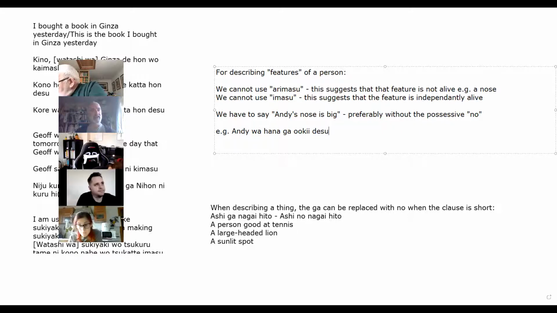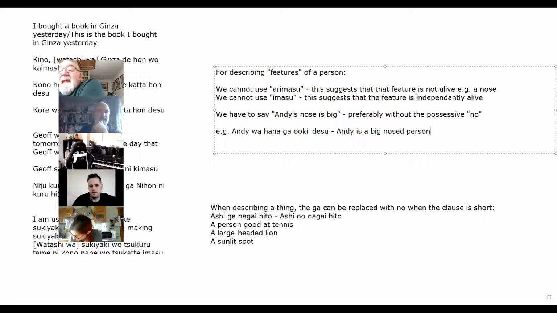So what we're actually saying is Andy is a big-nosed person. So if it's something separate from you, then you could use no. So Andy no kuruma ga atarashii desu. Andy's car is new. This would be fine, but this is basically saying Andy is a big-nosed person. This is a slightly better translation of this. Not that the translation into English is that important, but this is why we don't say Andy's nose is big. It makes it sound like it's something separate to me, whereas actually this is a feature of me. I would translate this as for Andy, there is a big nose.